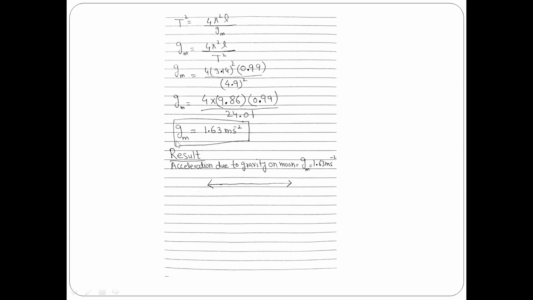Student, you must know the value of g on Earth is 10 meter per second square, but if you take any object on the moon, the value will reduce to 1.63 meter per second square. On the surface of the moon, the acceleration due to gravity is 1.63 meter per second square. So our result is: acceleration due to gravity on the moon is 1.63. This is the end of numerical 10.2.